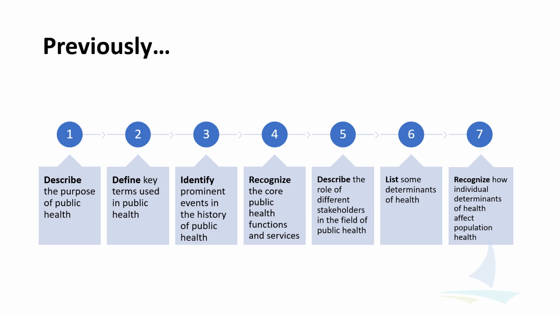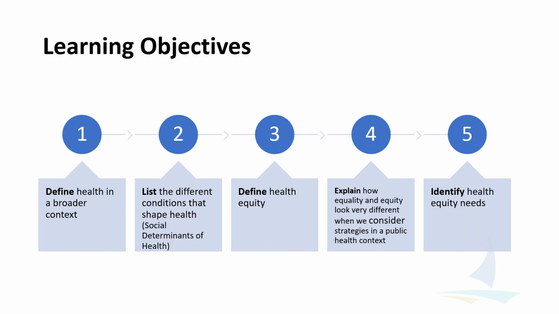In the Public Health 101 training, you've learned 7 core topics that provided an introduction to the field of public health. This training is in addition to what you previously learned, and this training will introduce what health equity is, why it's important, and what it looks like in public health. Today's objectives are to define key health equity concepts, understand the social determinants of health, and learn how to identify and address health equity needs in practical situations.